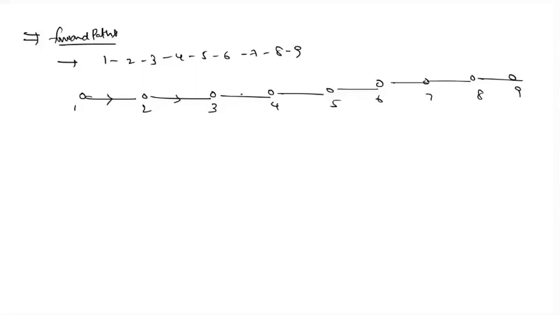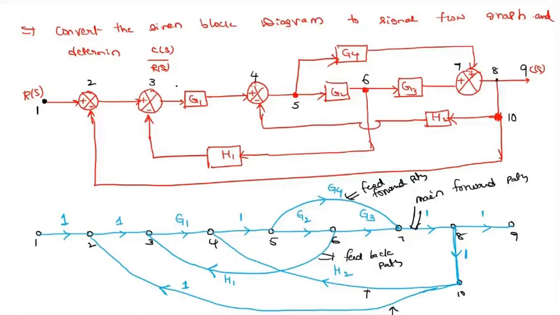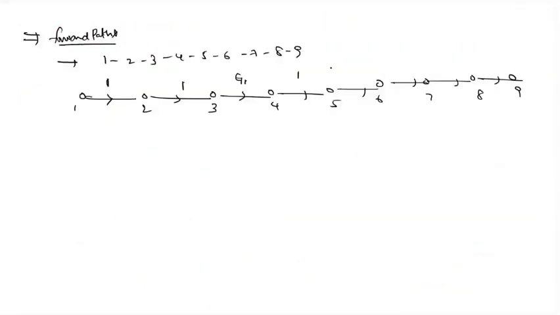The main path is the one whose direction is always towards the output side. So here, 1 to 2, what is the gain? 1 to 2 is 1, 2 to 3 is also 1, 3 to 4 is G1, 4 to 5 is 1, 5 to 6 is G2, 6 to 7 is G3, 7 to 8 is 1, 8 to 9 is also 1. So for this, the product of the gains, P1, equals the multiplication of all of these: 1 into 1 into 1, G1 into 1 into G2 into G3 into 1 into 1. The answer is G1 G2 G3.